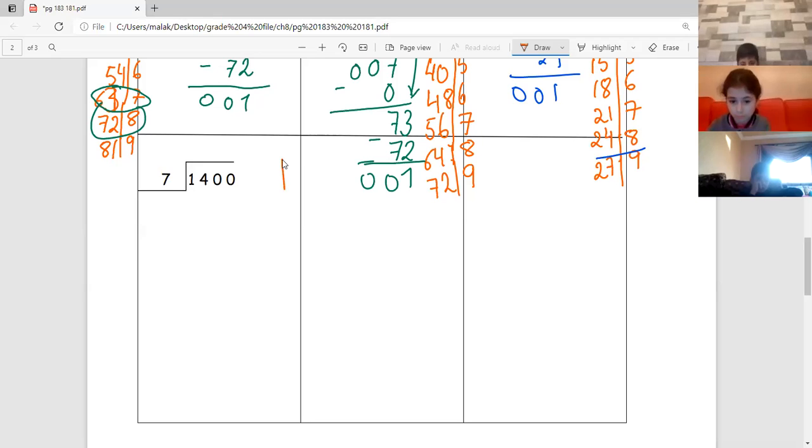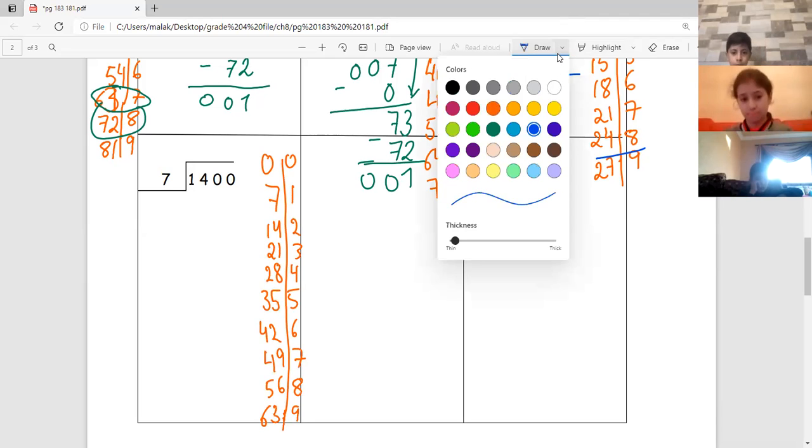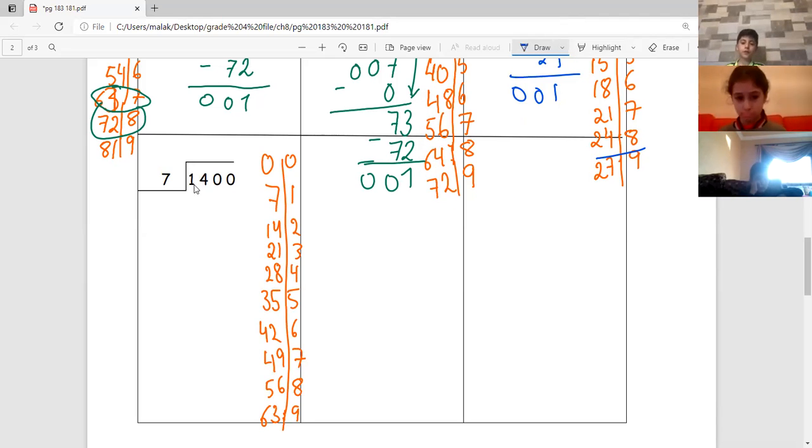Yes, teacher. Yalla, tell me table 7, Ali. 7, 14, 21, 28, 35, 42, 49, 56, and 63. Okay, yeah, let's start. We put zero up, zero down. Okay, so we bring down 14. Do we have 14 in table 7? Yes, 2 up, 14 down.